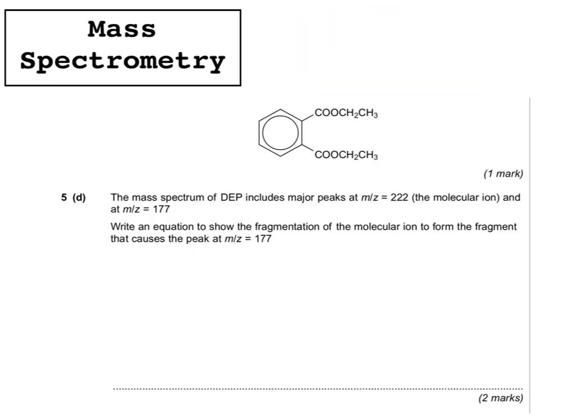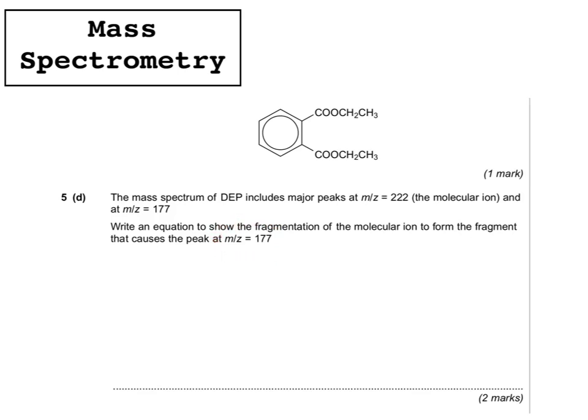I'm going to show you a couple of other examples of past paper questions, just to show you that they don't get much more difficult than that, to be honest. Here it talks about this molecule, which it refers to as DEP. It says include major peaks at 222, and that's the molecular ion, that's that whole thing, and at 177. And it says write an equation of the fragmentation of the molecular ion to form the fragment that causes the peak at 177.